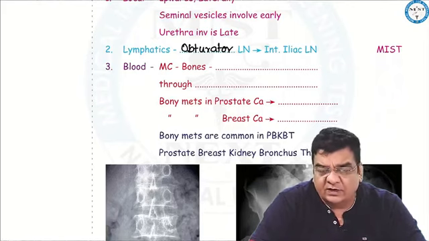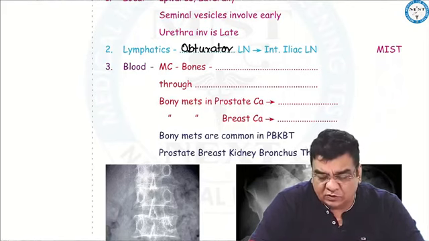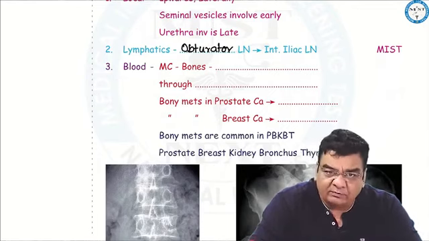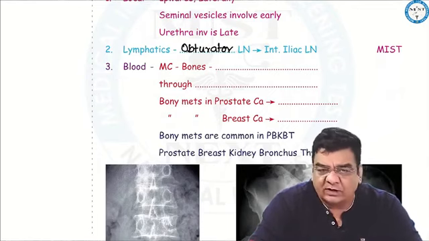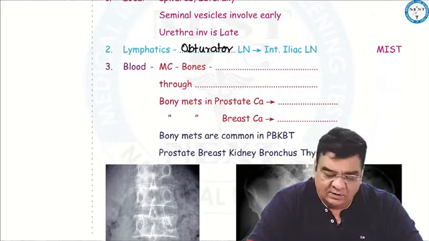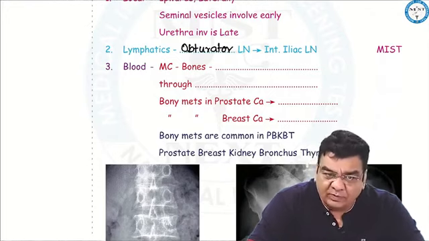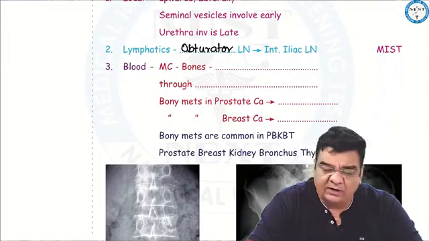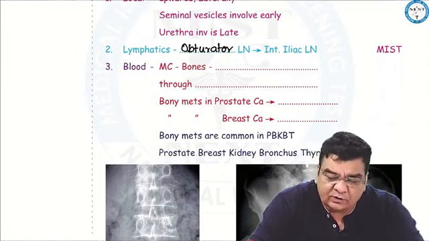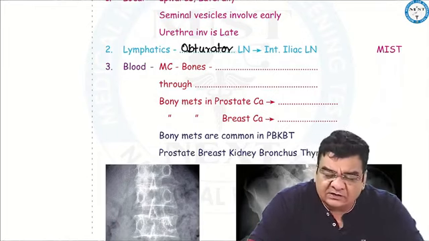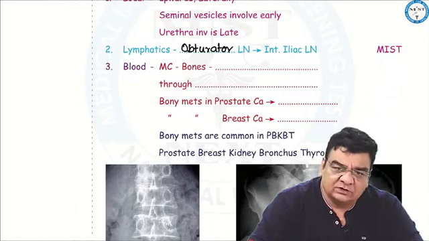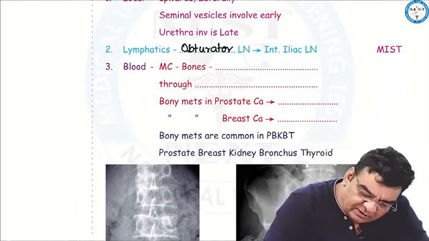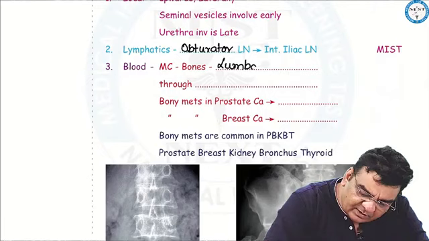Lymph nodes are situated along the blood vessels. So usually those lymph nodes are getting involved which are lying on the blood vessels situated close to that particular organ. If the cancer spreads through blood, most commonly prostate cancer is going to bones. Breast cancer most commonly is going to bones. And bones which are commonly involved are the lumbar vertebra.